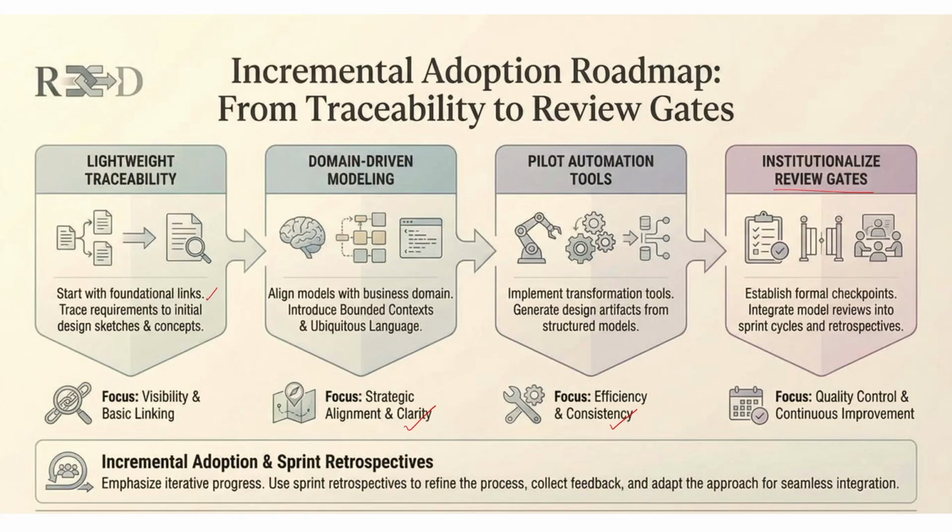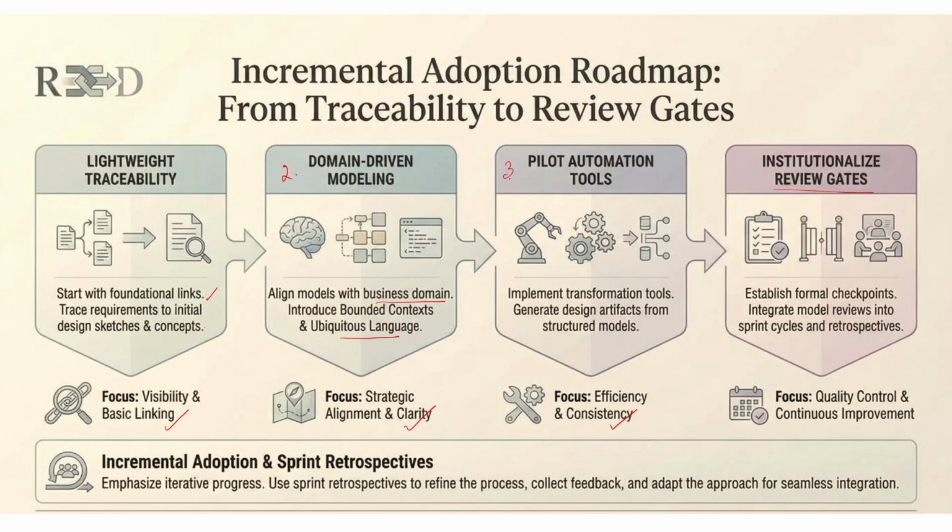So traceability, we have understood that from the requirements till how we are going to complete, everything is available. So we start with the foundation link and trace the requirements to initial design sketches and concepts. Through that we can have high visibility and basic linking, followed by domain driven modeling. So here all the modules are aligned with the business domain. We are trying to introduce bounded context and ubiquitous language. So this is going to focus on strategic alignment and clarity.